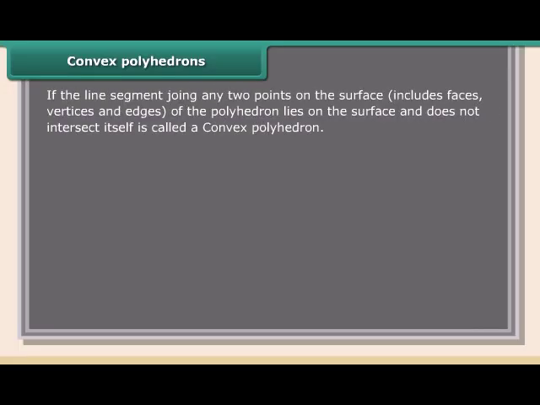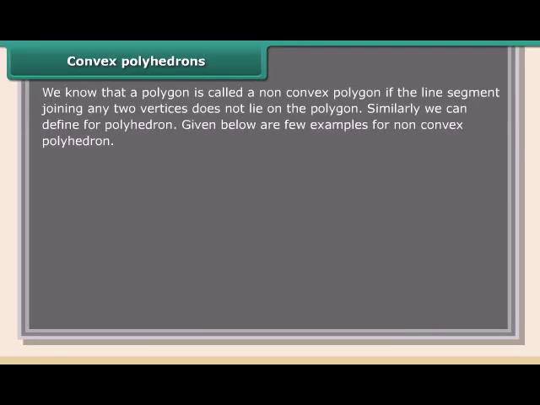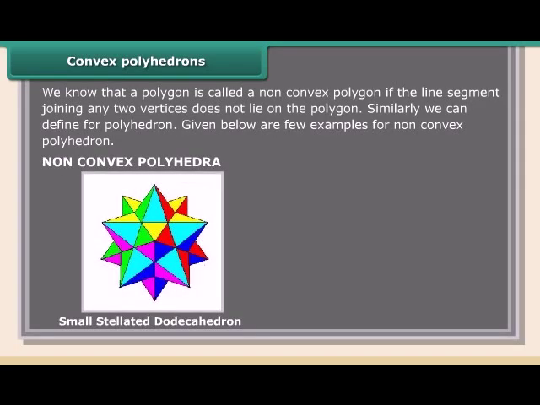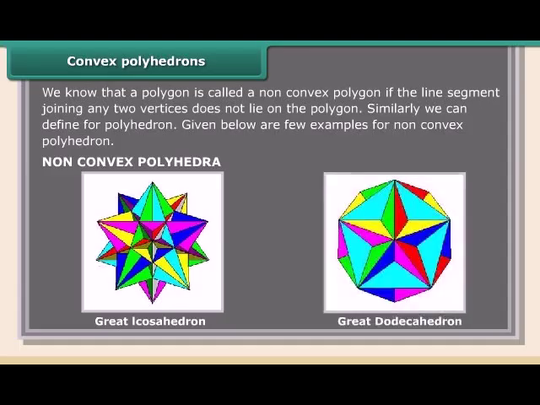Convex polyhedrons: if the line segment joining any 2 points on the surface, including faces, vertices and edges of the polyhedron, lies on the surface and does not intersect itself, it is called a convex polyhedron. We know that a polygon is called a non-convex polygon if the line segment joining any 2 vertices does not lie on the polygon. Similarly, we can define non-convex polyhedron. Given below are a few examples of non-convex polyhedra: small stellated dodecahedron, great stellated dodecahedron, great icosahedron, great dodecahedron.